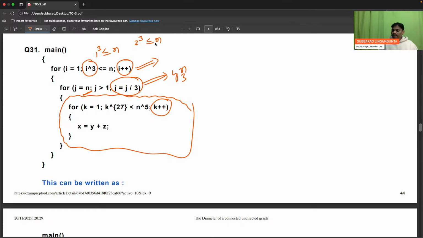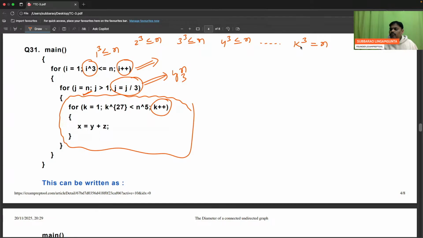Suppose it is also true. Next I value becomes 3. You check 3 cube is less than or equal to n or not. If that is also true, I value becomes 4. Is 4 power 3 less than or equal to n or not? Like that you keep on checking. If you continue k times, then k power 3 is equal to n. Lastly, after repeating k times, let us assume k cube is equal to n.